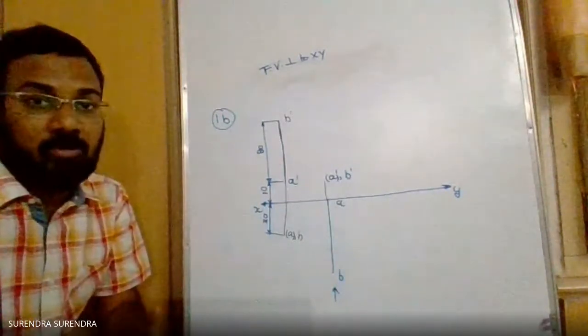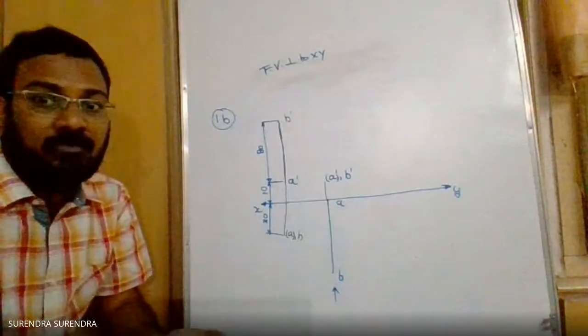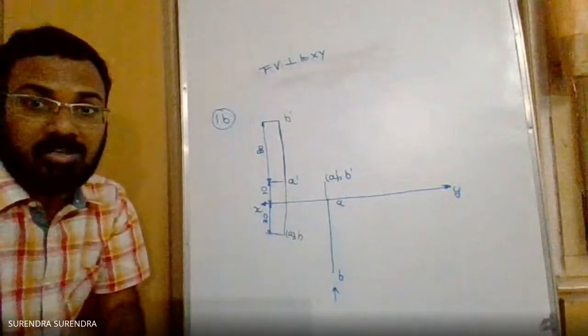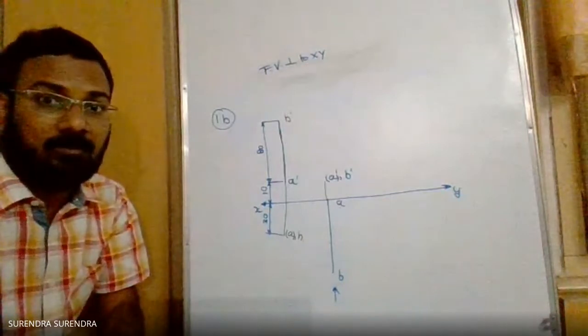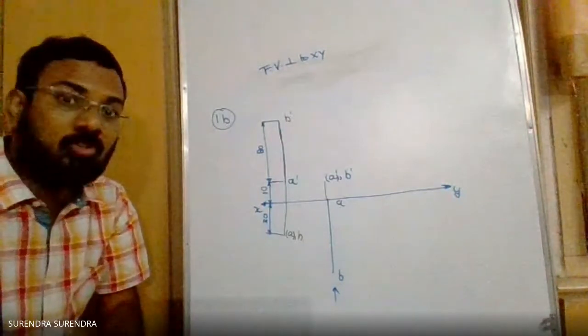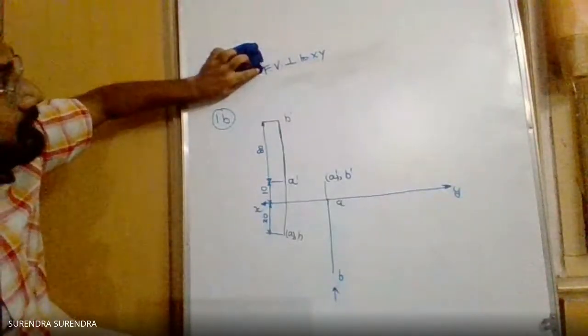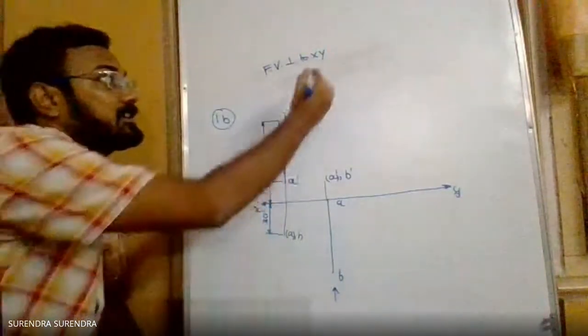Perpendicular to HP means HP always relates to front view. So front view is perpendicular to XY. Suppose it is given that the line is perpendicular to VP. VP always relates to top view condition. So top view is perpendicular to XY line. So here, front view is perpendicular to XY line.